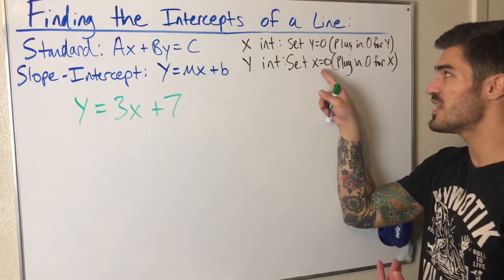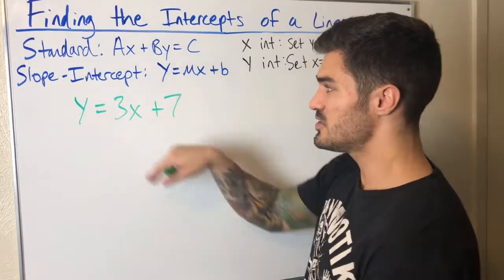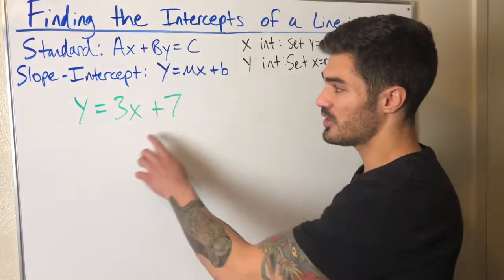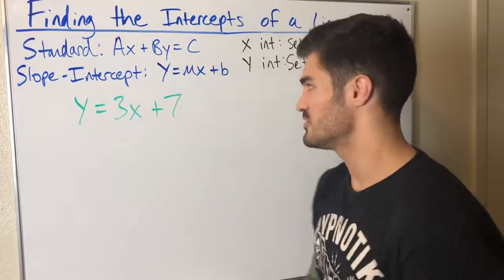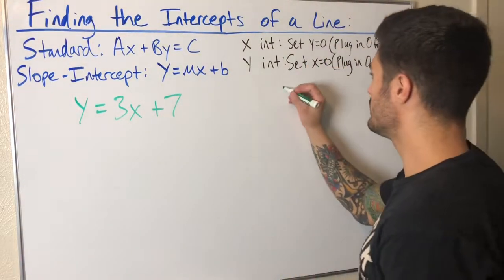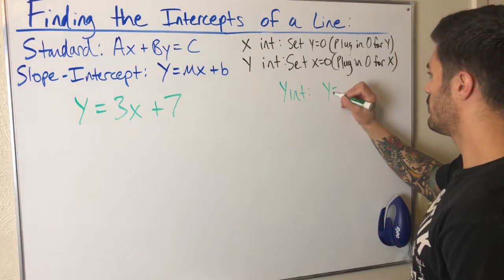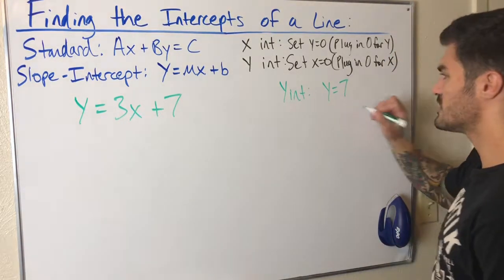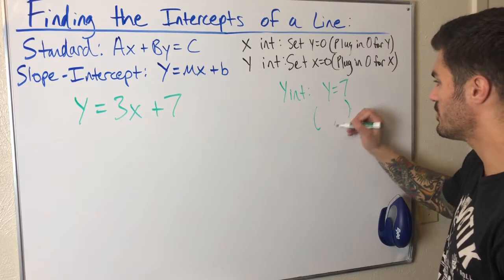For the y-intercept, we set x equal to 0. What happens when we plug in 0 for x here? This just disappears. 3 times 0 is 0, and we're left with y equals 7. So that's why b is always the y-intercept. So for the y-intercept here, I can write y-intercept, y equals 7. That's the y-intercept.